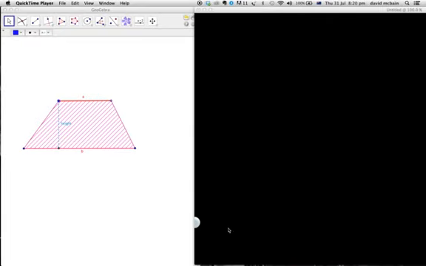Okay, this screencast is about how to work out the area of a trapezium. So, the area of a trapezium. And here's an example of a trapezium over here.